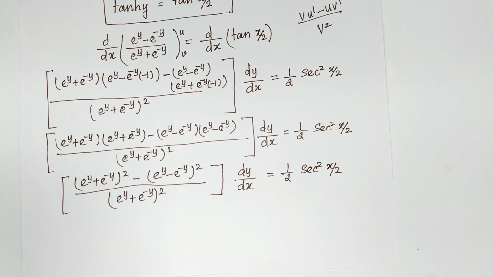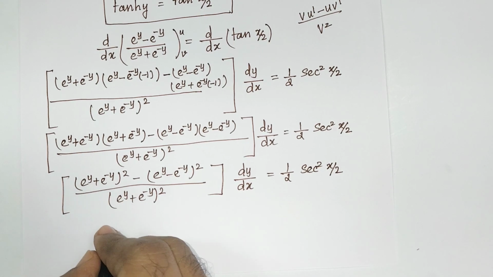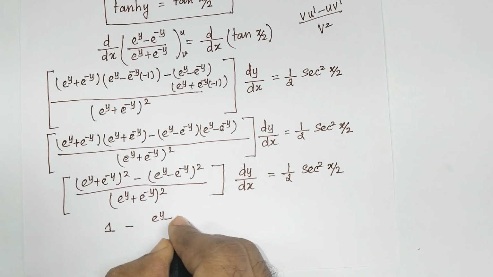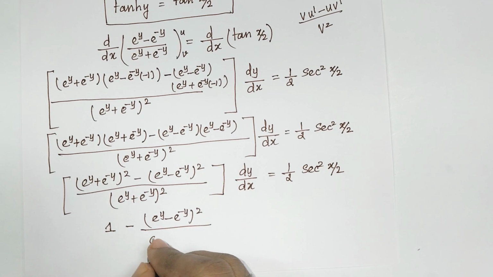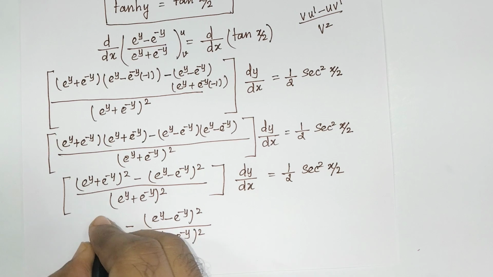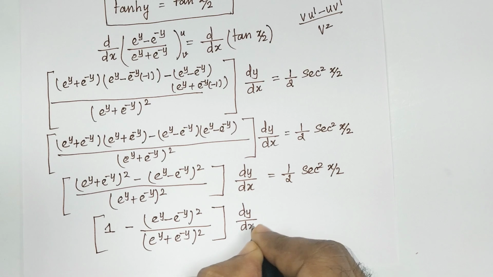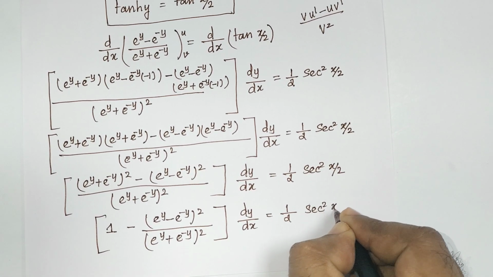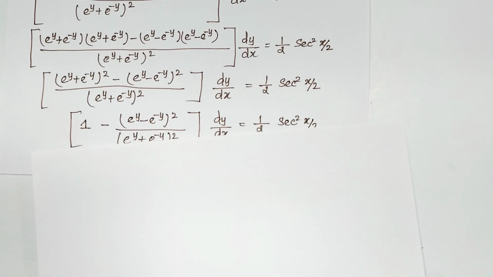Okay, then divided by e power y plus e power minus y whole square, here you will get 1 now, and this one I will write minus e power y minus e power minus y whole square divided by e power y plus e power minus y whole square, and outside you will have dy by dx is equal to 1 by 2 secant square x by 2. And next again simplify this term.